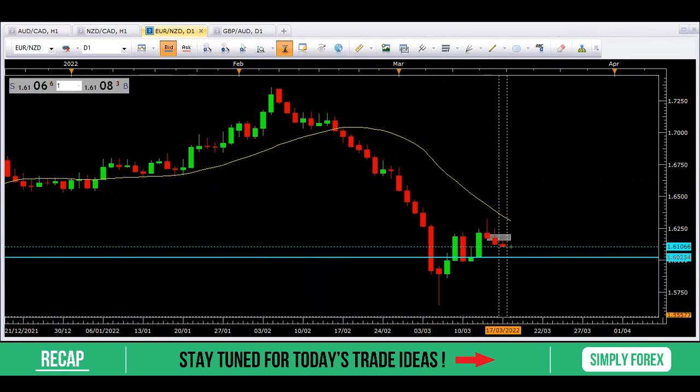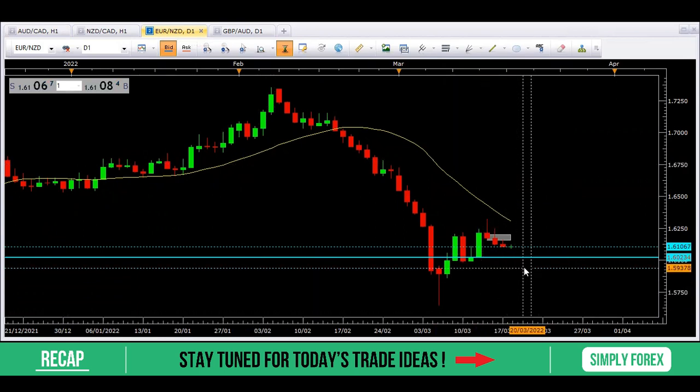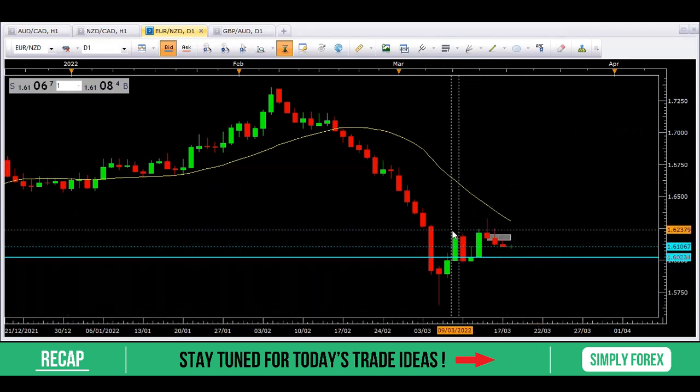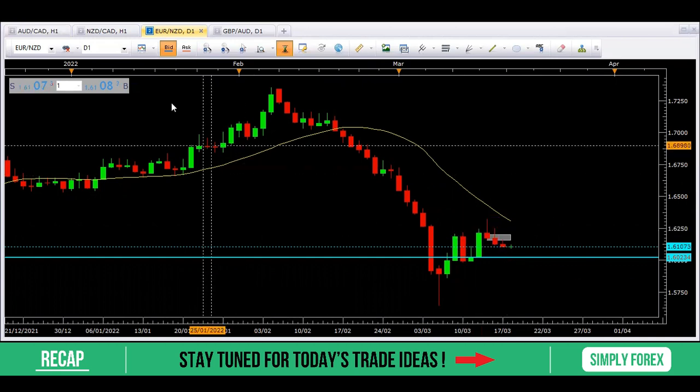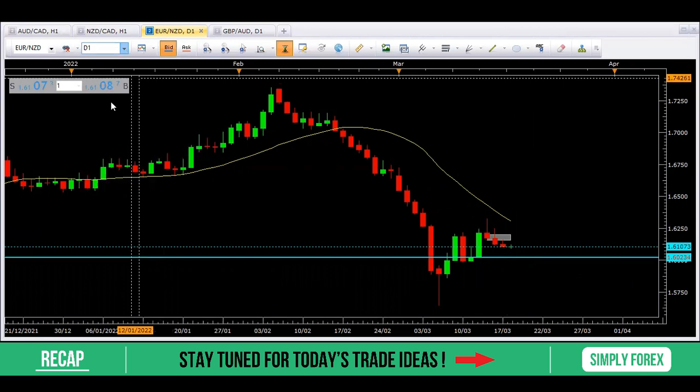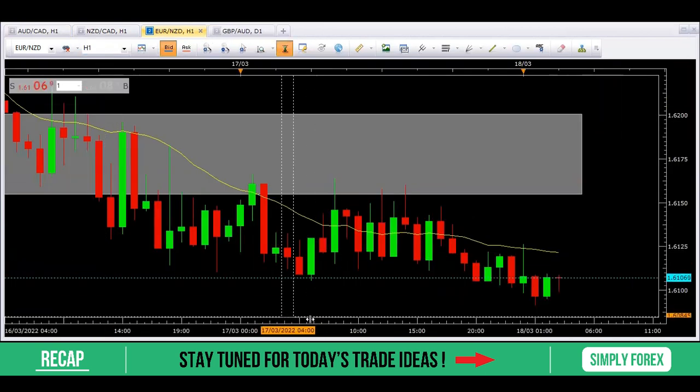The third trade from yesterday was this. Let me just remove that. So we were looking to short this market. It came up. It didn't break these highs here, and then we had pretty much 2 days of negative candles. So we were just trying to take price back down to this blue line. Let's look at H1 to see what actually happened.